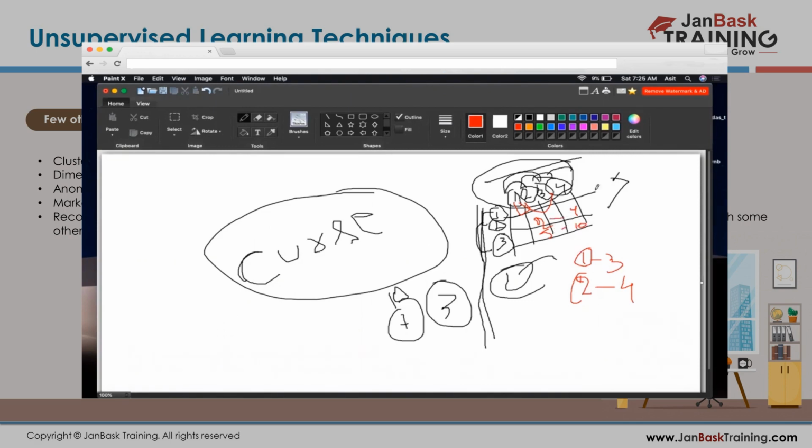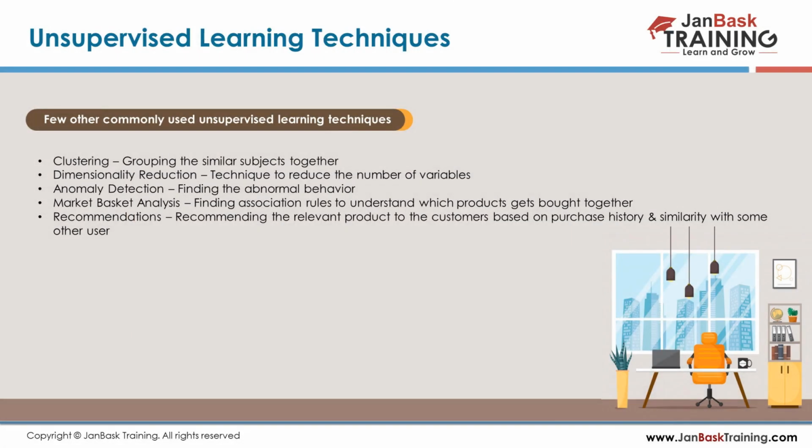So instead of keeping both fields in our machine learning algorithm, we can keep only the second one. We can discard the 3 because it's highly correlated to 1. Whatever data is present in 3 is almost there in 1. Likewise, we can discard the 4. This is called dimensionality reduction. You are reducing the dimension, you are reducing the number of attributes.